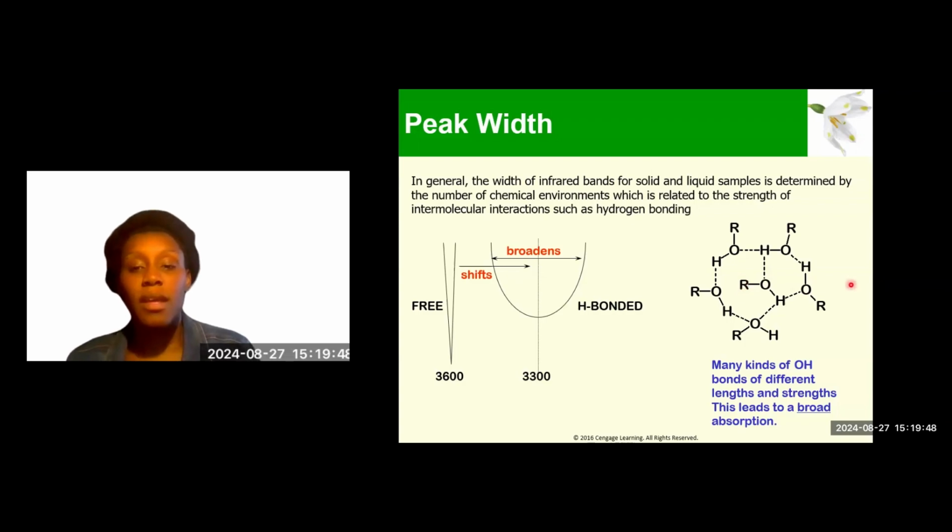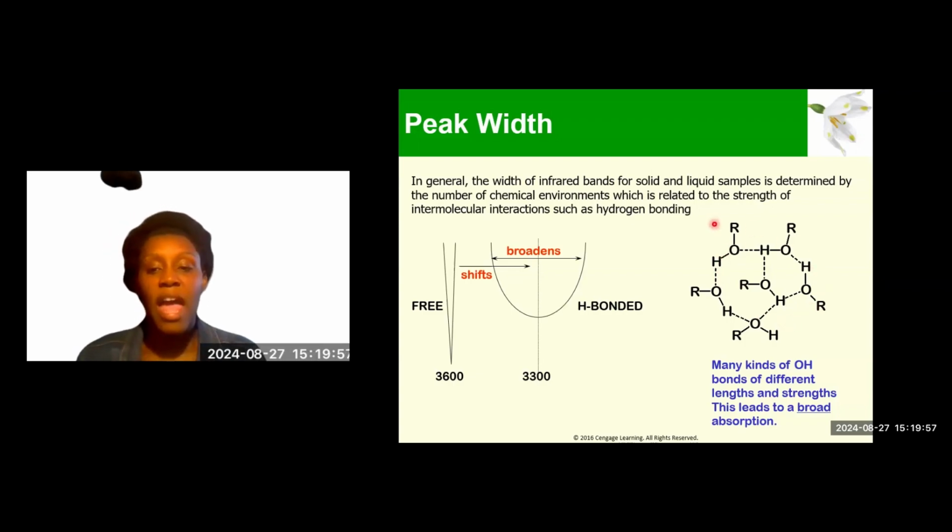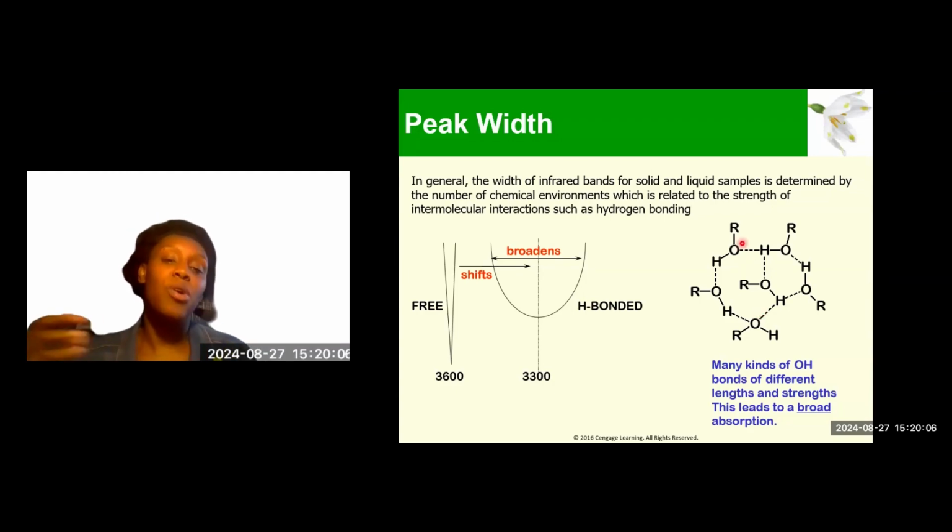So here you can see that there are intermolecular interactions going on. And this is when you're dealing with OH groups. In this case, we're showing alcohols. You see these R's? These are carbons connected to OH groups.